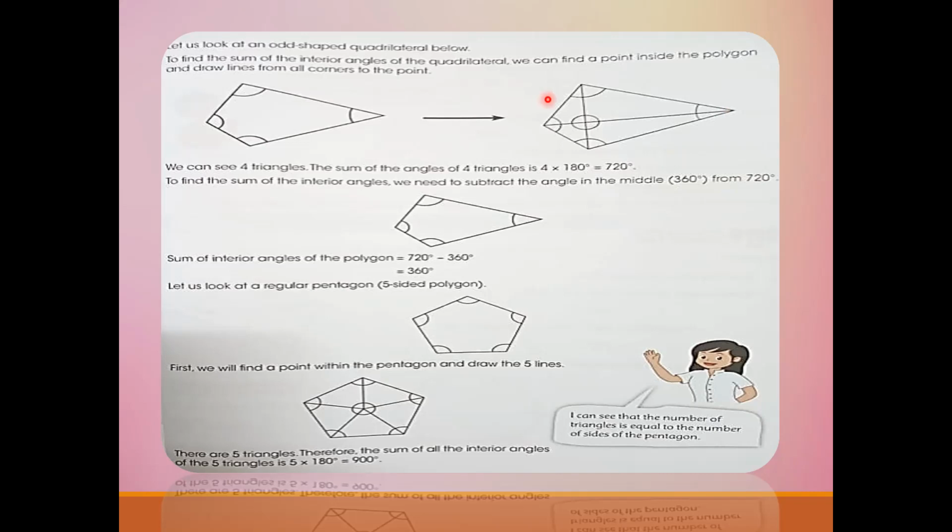So we can see 4 triangles. Where are they? 1, 2, 3, 4 triangles. So the sum of the angles of the 4 triangles is 4 times 180. We know that the sum of the angles of one triangle is 180 degrees, so we multiply the 4 triangles by 180 degrees each. So the 4 triangles equal 720 degrees.